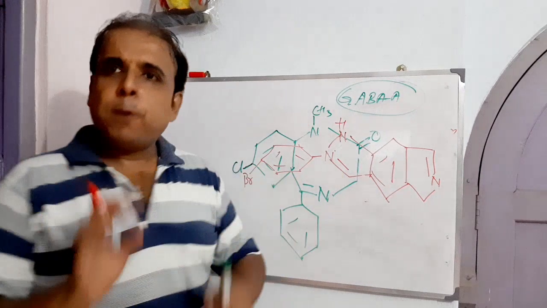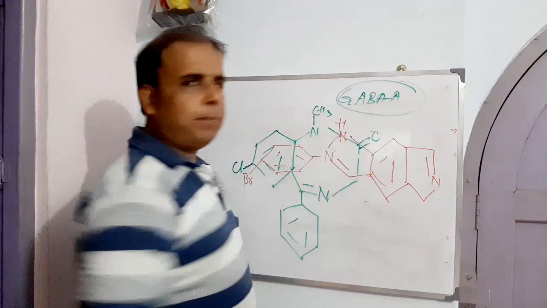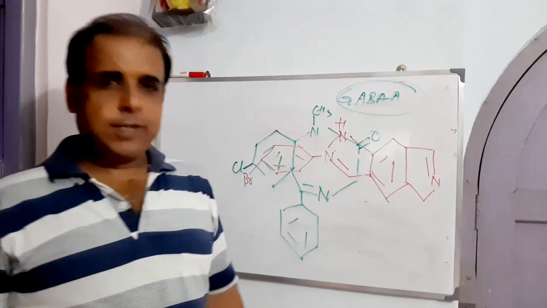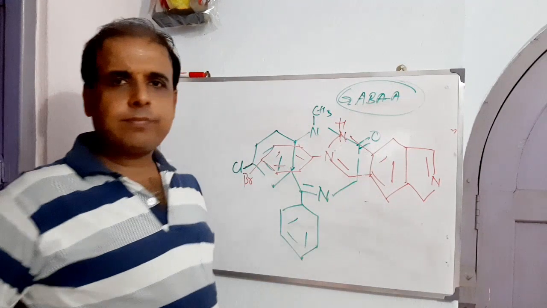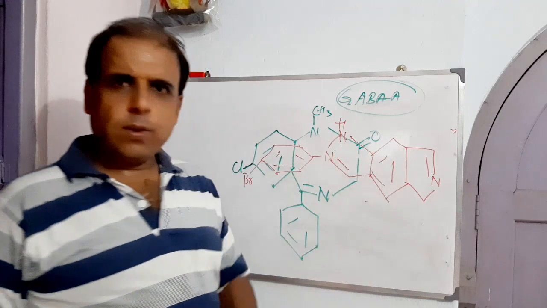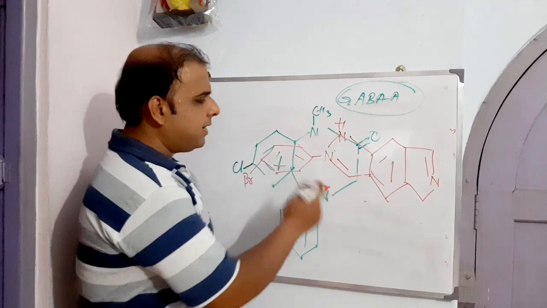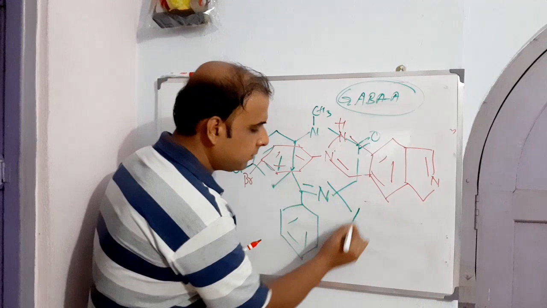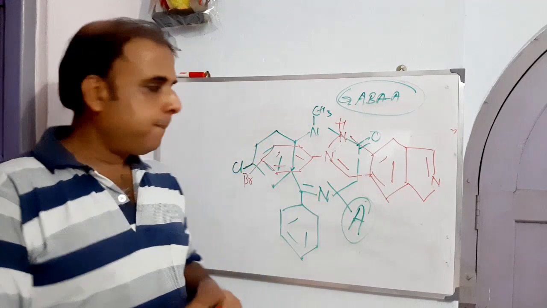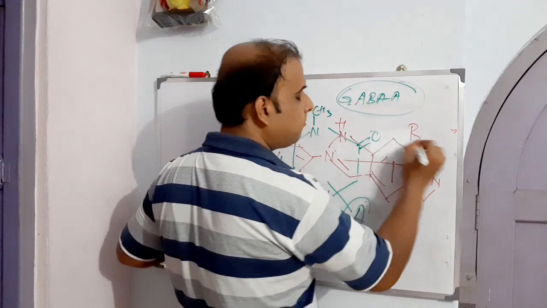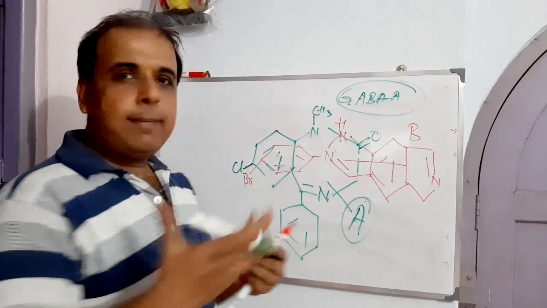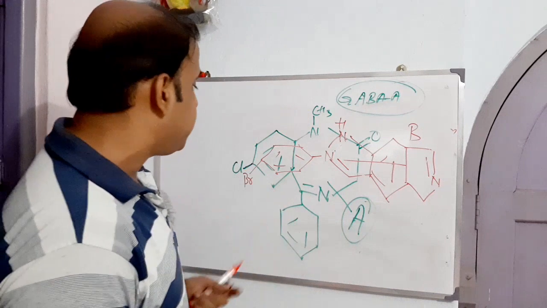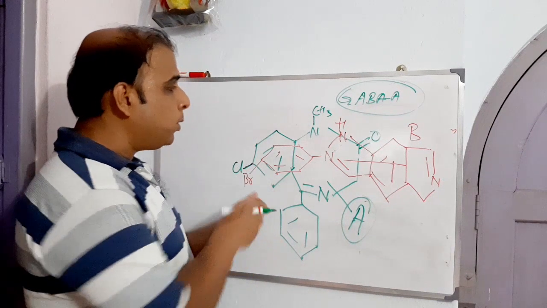So superimposition: I have taken only two conformers, that means only two compounds, and I have just aligned them, I have just superimposed them, right? This is compound A. Green is A and red is B. Let us see the features. Are we able to extract the common features present in both the structures, right?